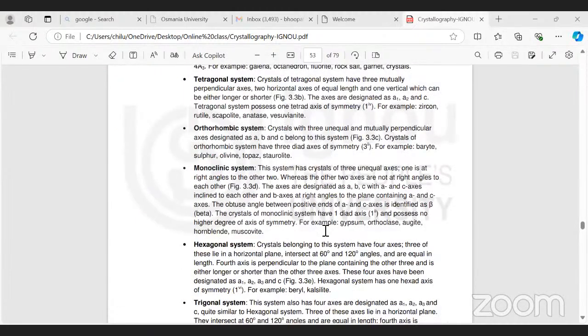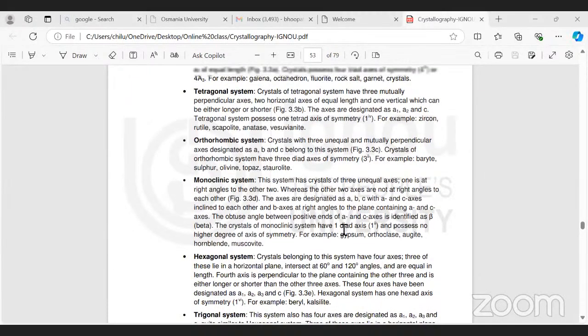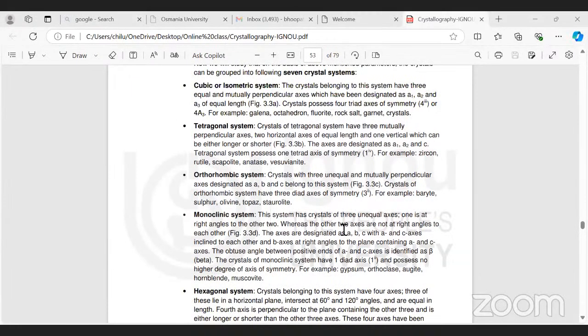So what is the example for this one? Here the best example is barite. After that, there are some families also based on this one: barite family, zircon family, galena family, like that. Some minerals are included in this group, and based on that, it is classified again.